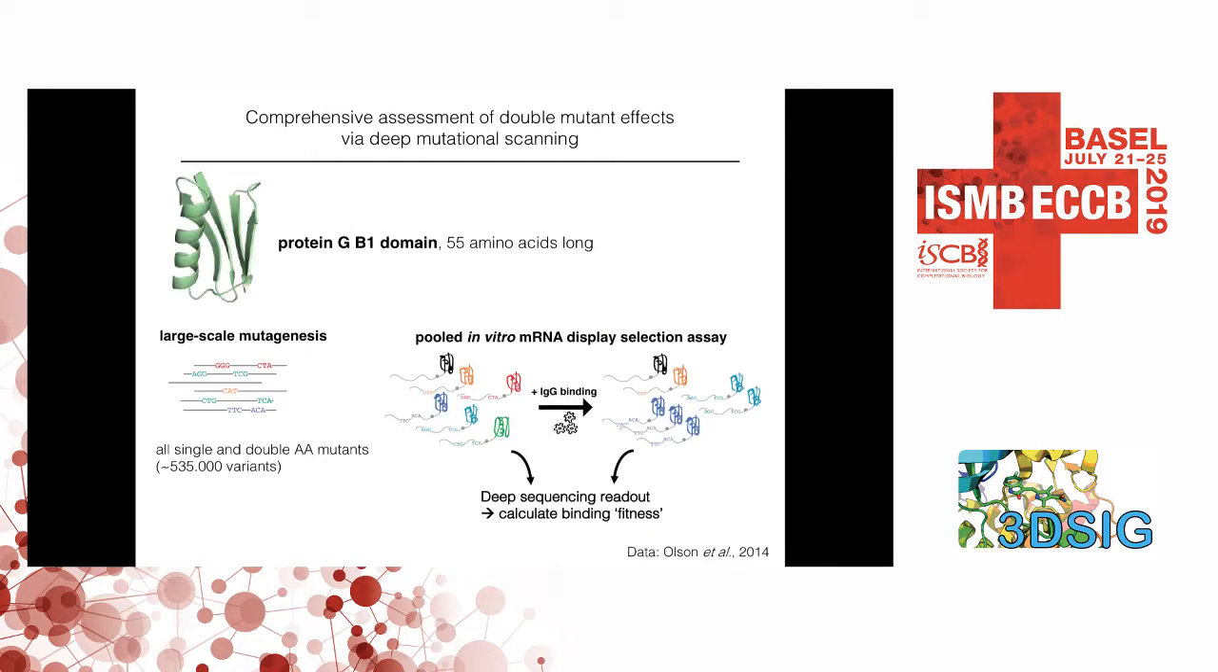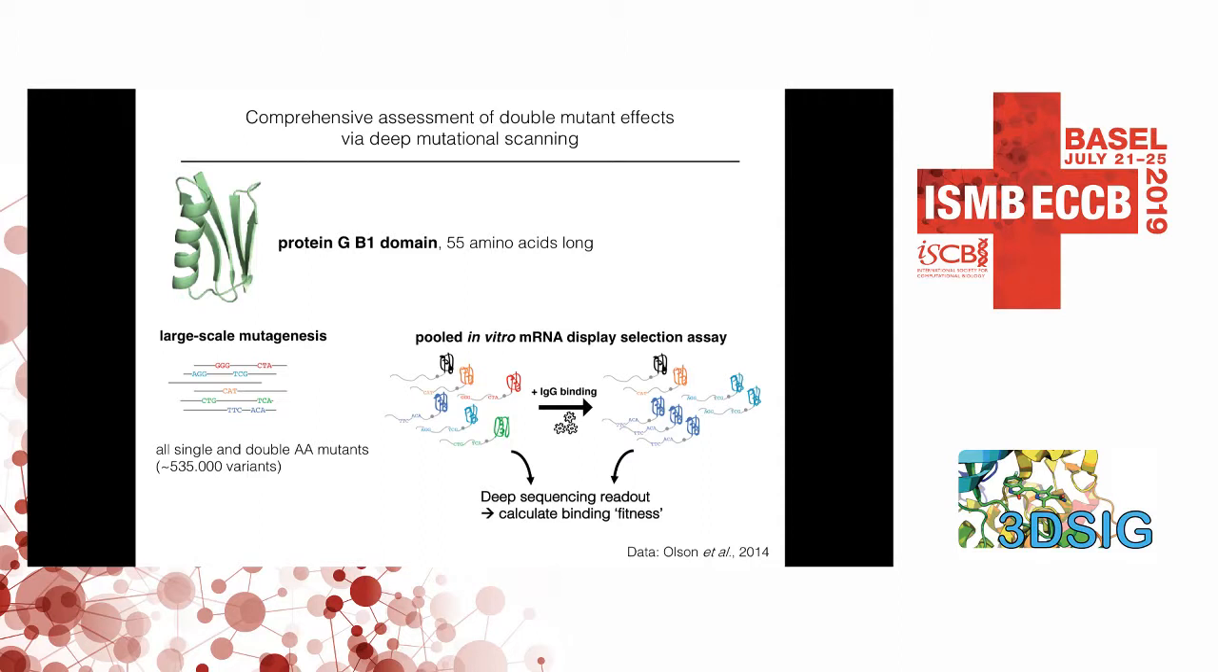So I'm going to exemplify the comprehensive mapping of double mutant activities first on this data set, which is the gold standard deep mutational scanning data set in the field. It's on a rather short domain, the protein GB1 domain, that binds immunoglobulin. And here the authors have performed a comprehensive large-scale mutagenesis, so they created all single amino acid mutations at all positions, as well as all double mutants, so all combinations of all single amino acid changes, which is in total more than 500,000 variants. And then they used a pooled in vitro mRNA display assay to determine a binding fitness.